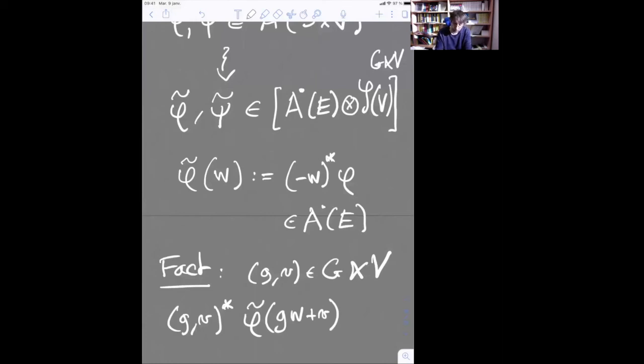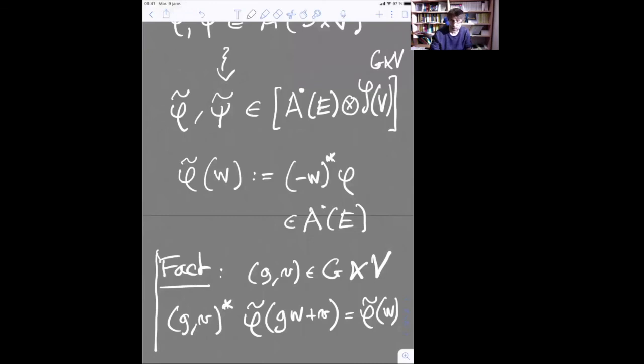So this is the action of the semi-direct product G times V on the space V, and this is equal to phi tilde of w. So this is just a very simple computation, but it tells you that these forms phi tilde and psi tilde should be thought of as test vectors at infinity with values, I mean Schwartz functions with values in differential forms.